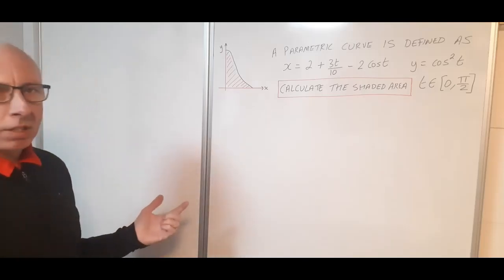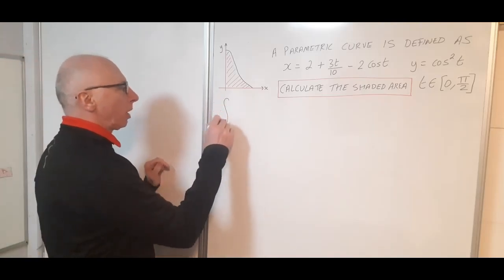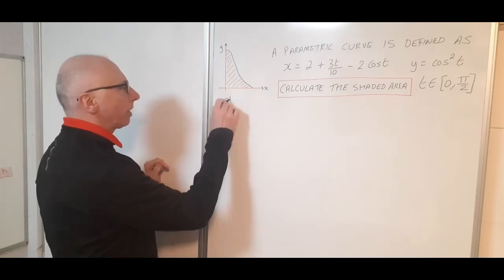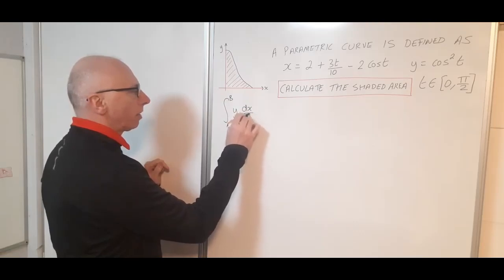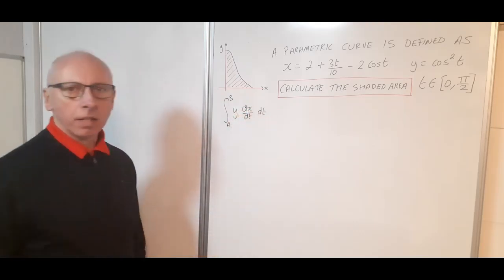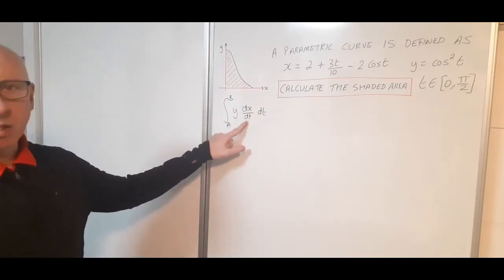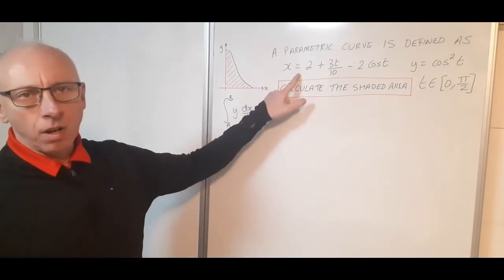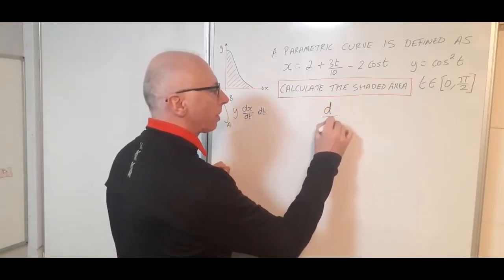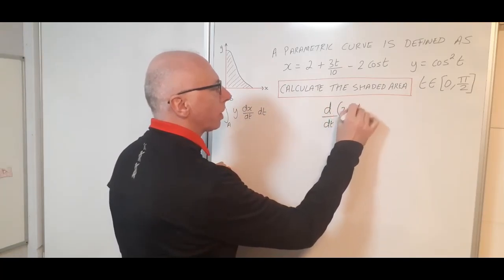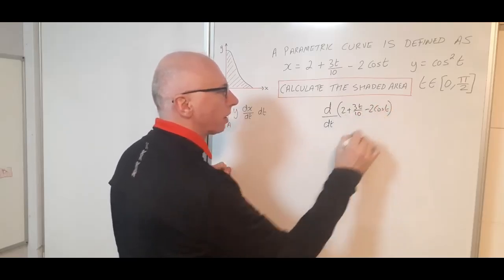So what that's going to do is we're going to need to find an integral. Our basic building blocks are a point A and a point B, and we'll have y dx/dt with respect to t. So we need our points A and B, and we need our dx/dt. Well, here's our x, so let's find the derivative of that first. The derivative with respect to t of 2 plus 3t over 10 minus 2 cosine t.